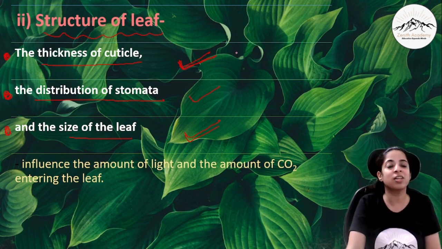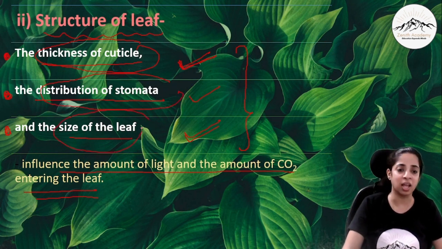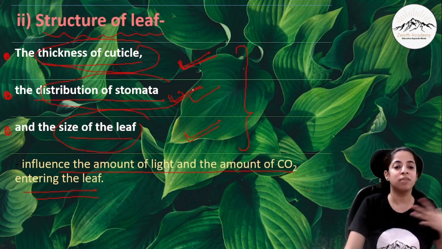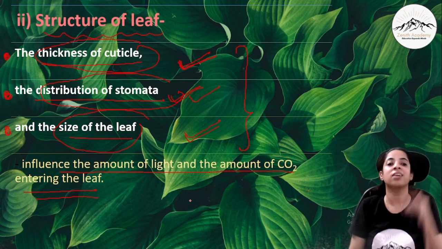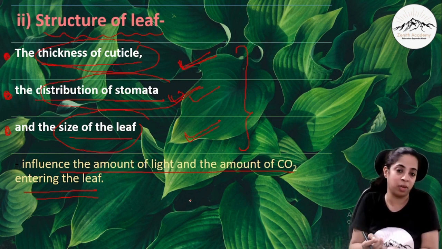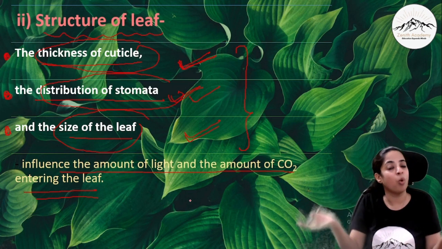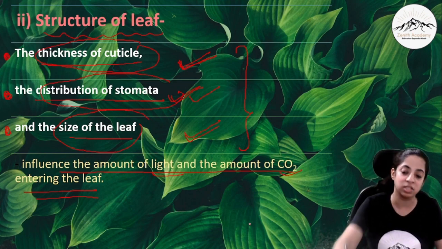So I hope you have understood how the structure of the leaf also influences the amount of light and the amount of carbon dioxide entering the leaf. The amount of light is determined by the thickness of the cuticle and the size of the leaf, and the distribution of stomata influences the amount of carbon dioxide diffusing into the leaf. I hope it is clear. If the cuticle is thick, less light will enter. If the size of the leaf is small, it will absorb less light. If stomata are less, then less carbon dioxide comes in. If stomata are more, then more carbon dioxide comes in. And you already know how the amount of light and CO2 affect photosynthesis.